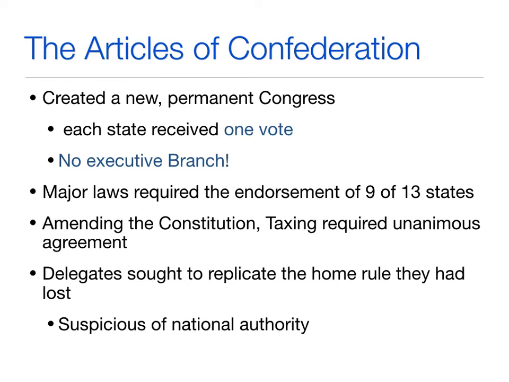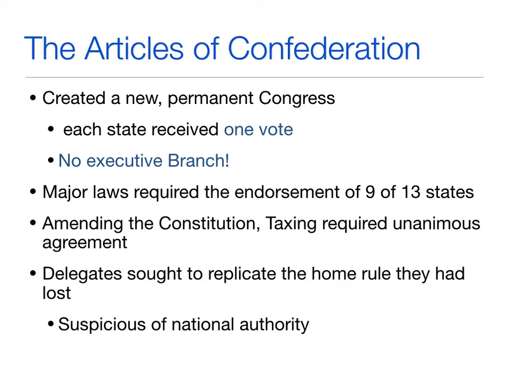So when the folks in the Second Continental Congress were together drafting the Articles of Confederation, they were trying to replicate the home rule they had before the Revolution started. They were used to legislating, they were used to electing bodies of legislatures and negotiating across political differences to reach compromises and pass laws. They were not used to enforcing those laws. They were not used to adjudicating problems created by laws. So these folks were suspicious of a strong national authority.